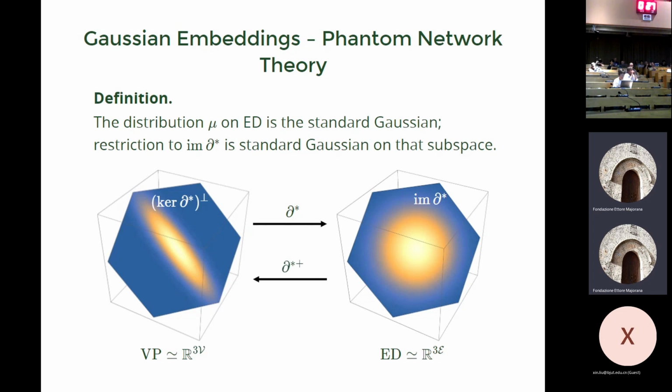So you map onto the image of this thing, which is the same as the orthogonal complement of the kernel of this thing. But you took your nice standard Gaussian and you pushed it forward to some weirdo Gaussian, right? You take a Gaussian, you hit it with a linear map, it becomes some weird Gaussian. Which is kind of annoying.